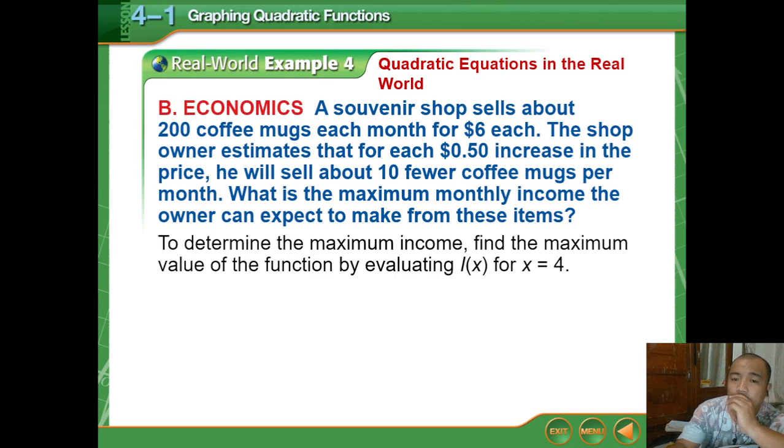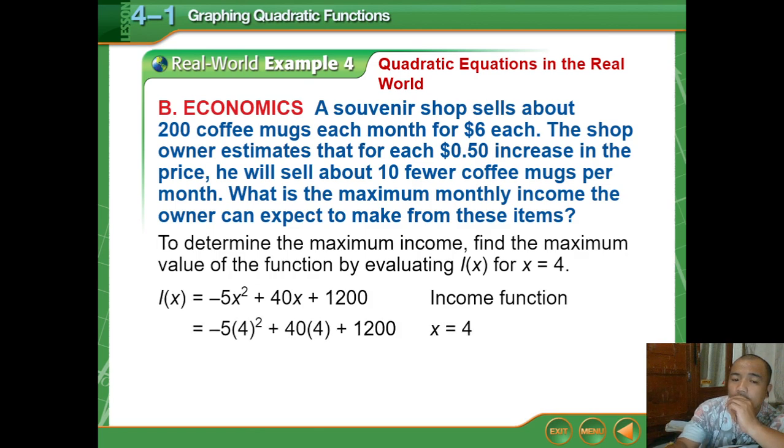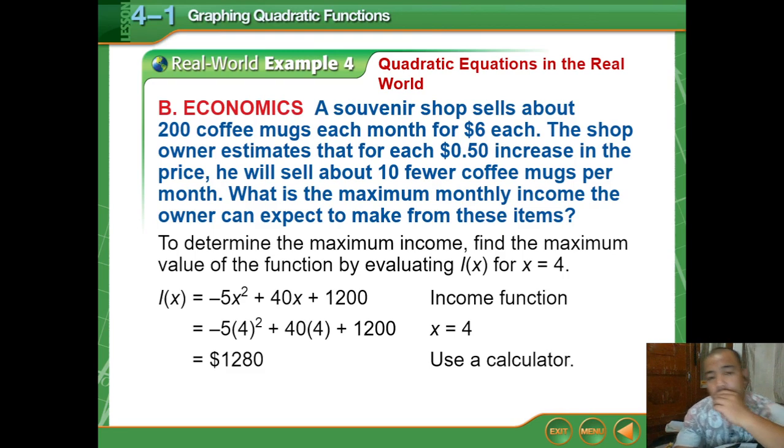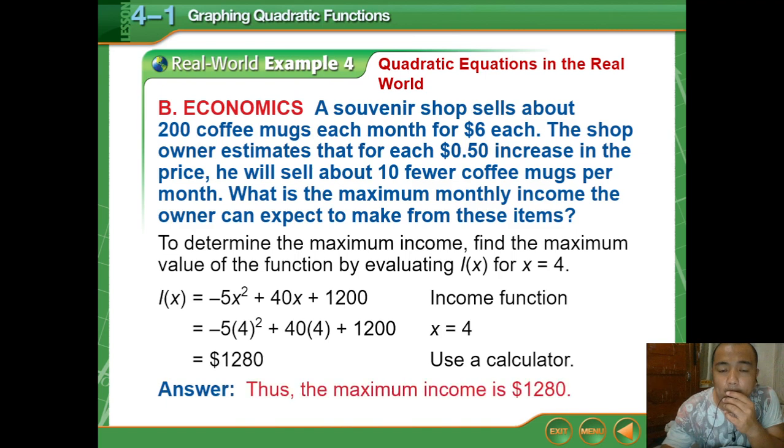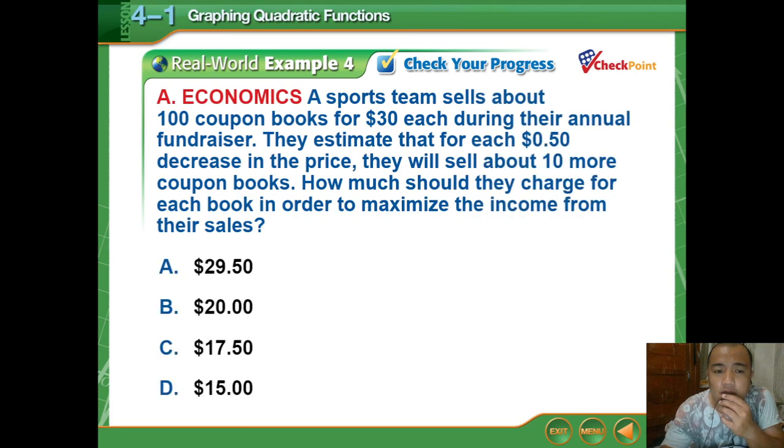To determine the maximum income, find the maximum value of the function by evaluating L of x for x equals 4. So the function is L of x equals negative 5x squared plus 40x plus 1200. Then substitute x by 4. Negative 5 times 4 squared plus 40 times 4 plus 1200 is equal to $1,280. That is the maximum monthly income the owner can expect to make from these items. Now let us check your progress.